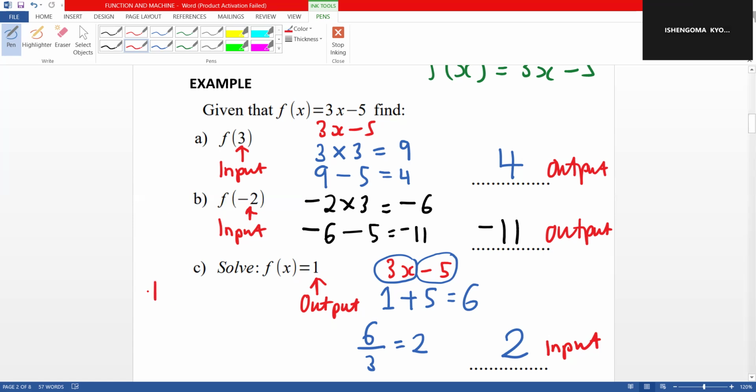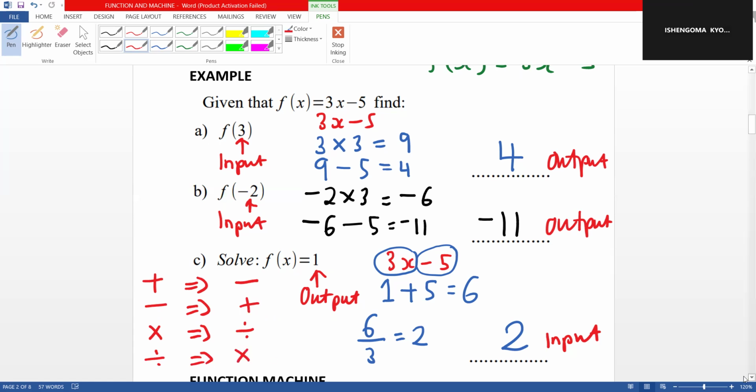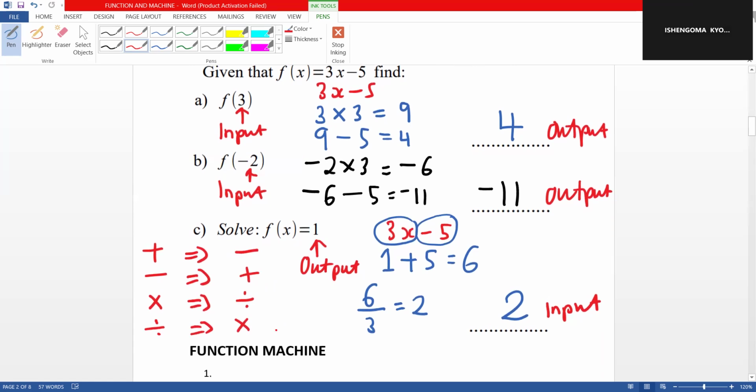Remember, the opposite of plus is minus, and vice versa. The opposite of times is divide, and vice versa, the opposite of divide is times. But don't forget, the opposite of square is square root, and vice versa, the opposite of square root is square.